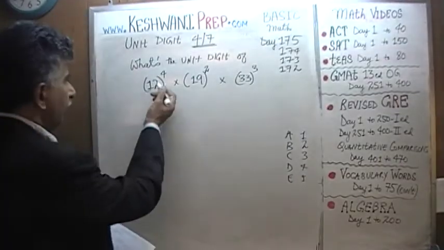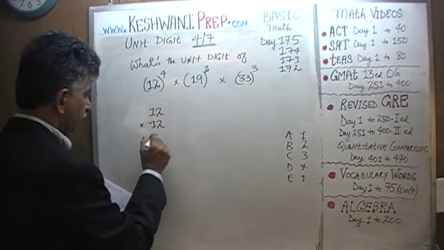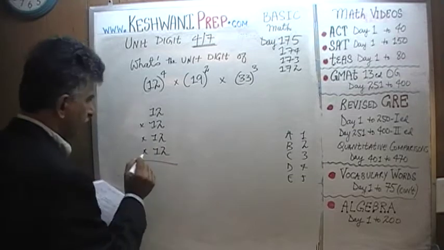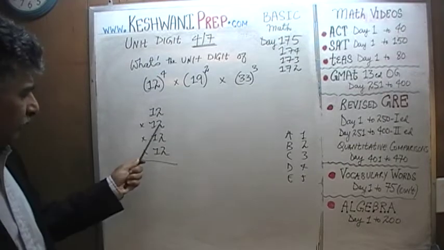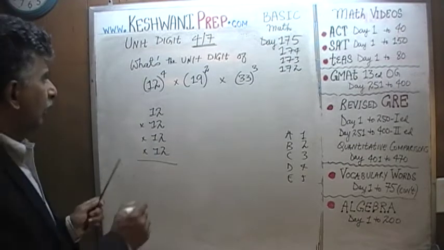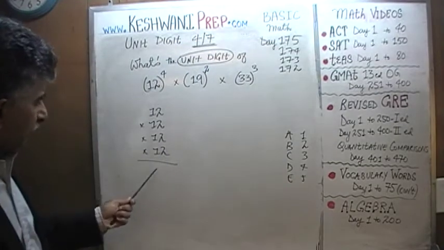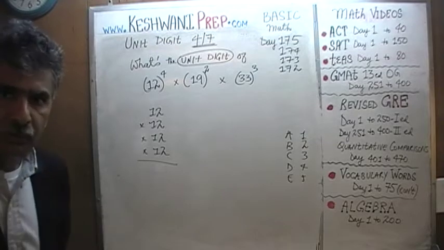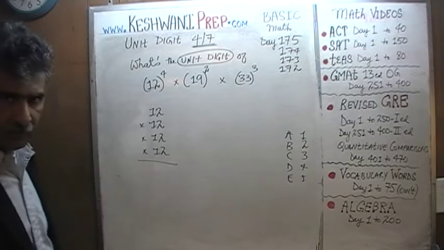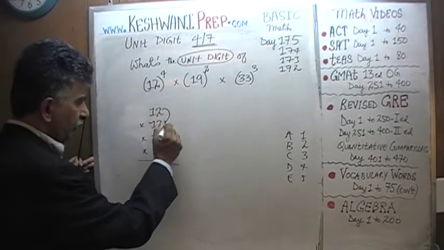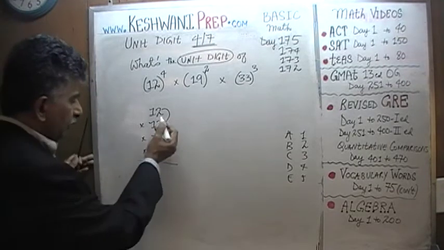Anyway, here we go. 12 raised to 4 is simply 12 times 12 times 12 times 12. Now, we're not interested in the product of 12 times 12 times 12 times 12. The only thing that we're interested in is exactly what it says here: the unit digit. The product of these 4 quantities ends in what unit digit? That's all we care about. For example, 12 times 12, whatever it is, the unit digit has to be 4 because 2 times 2 is 4.